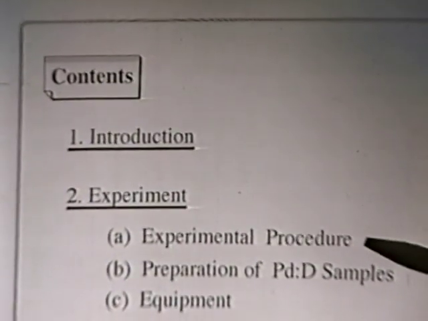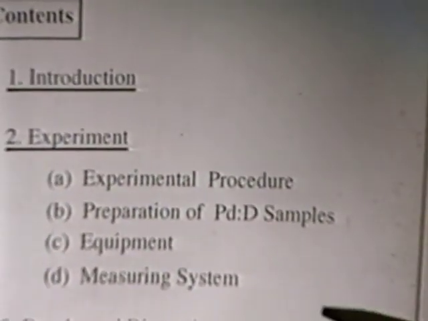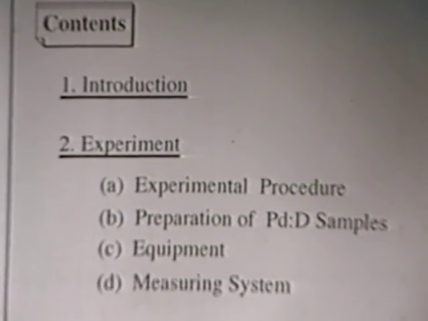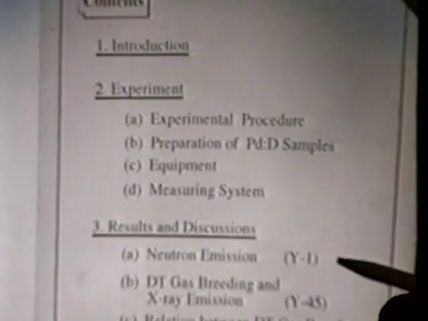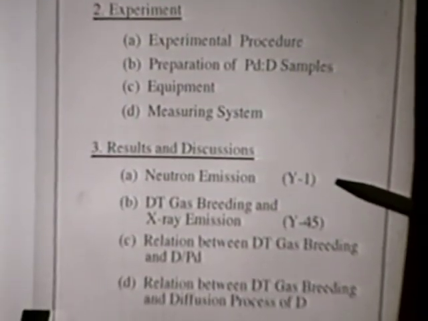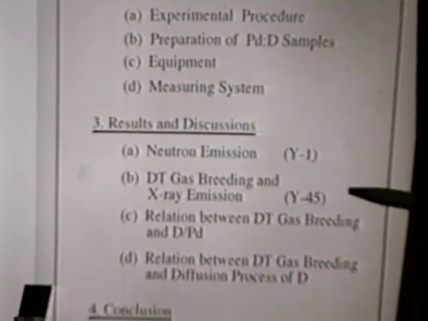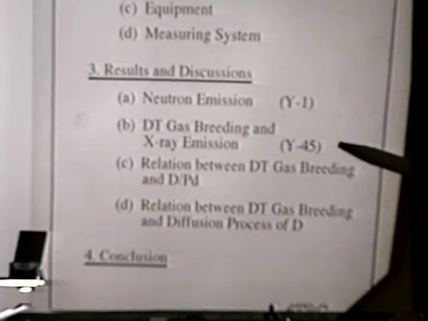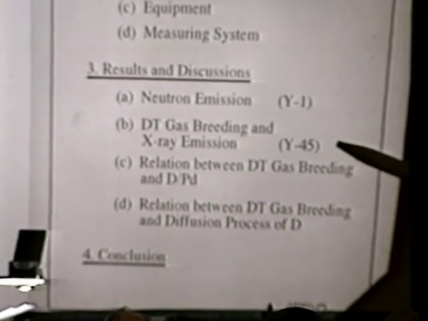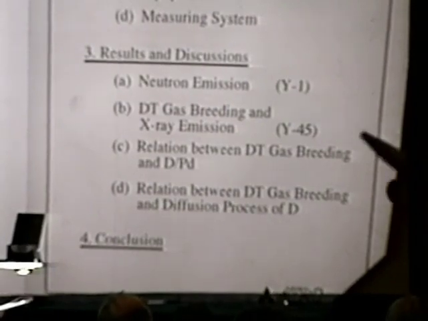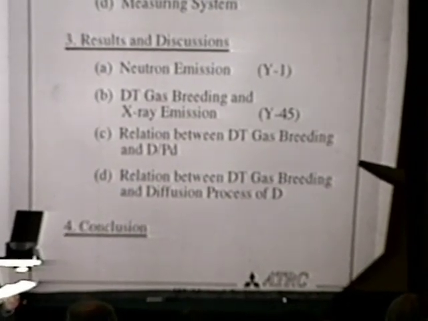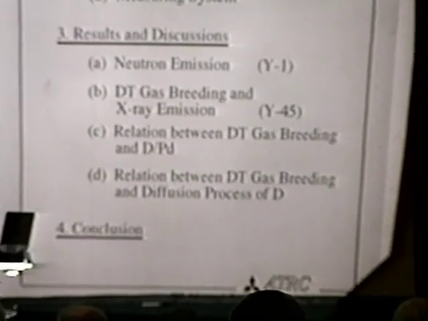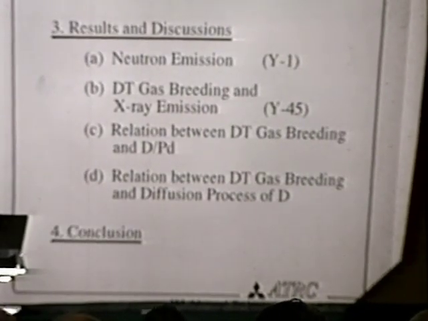Second, we will explain the experimental procedure, the preparation of a Pd sample, and the measurement system. And then we will describe some examples from our positive results. First one is on neutron emission induced by deuterium gas release. In the second example, we will explain DT gas breeding, deuterium production, and X-ray detection. And lastly, we will discuss the correlation between DT gas and D/Pd, and the relation between DT gas breeding and the diffusion process of deuterium atoms in palladium.